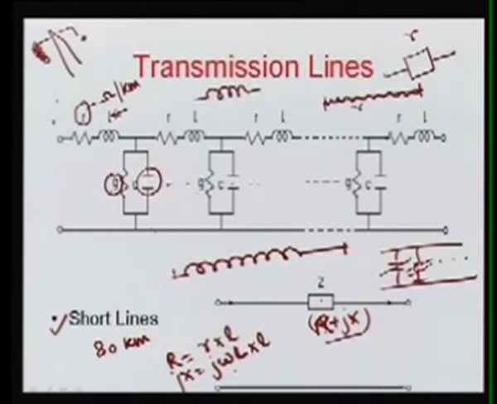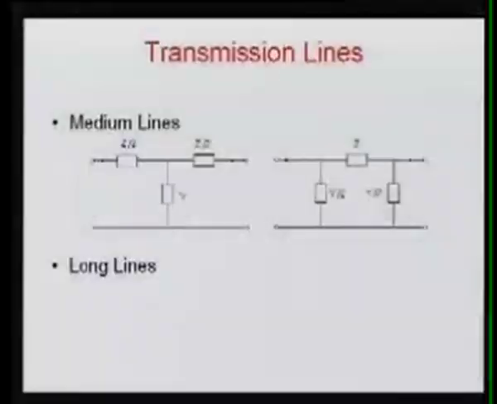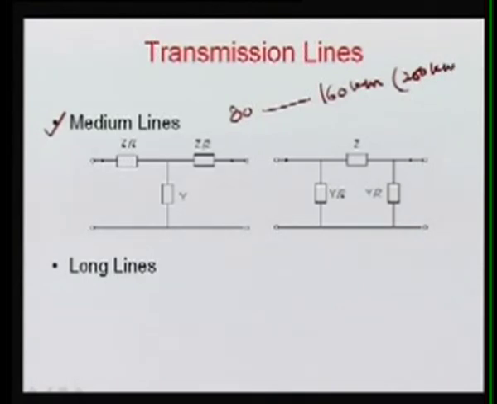So here we have assumed lumped parameters, and then we can make the analysis by ignoring the charging, or you can say the shunt capacitances. So this is your short line. Another is your medium line. A medium line is a line which is more than 80 kilometers and less than 160 kilometers, or in some cases it is taken up to 200 kilometers.